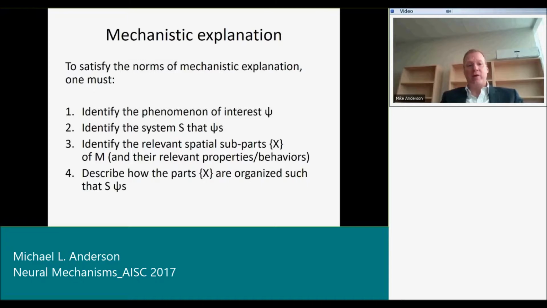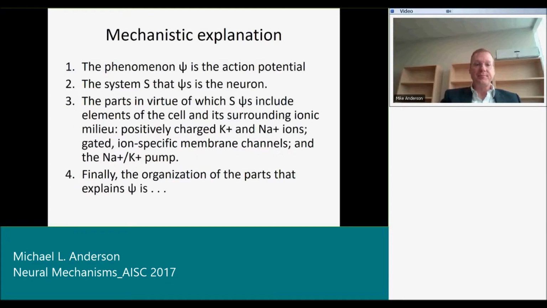So, if we're going to satisfy the norms of mechanistic explanation, we have to be able to identify the phenomenon of interest. They say: identify the system that does that thing, identify the relevant spatial subparts, I call that the set X, of the mechanism M, and their relevant properties or behaviors, and then describe how the parts in the set X are organized such that the system does its thing.